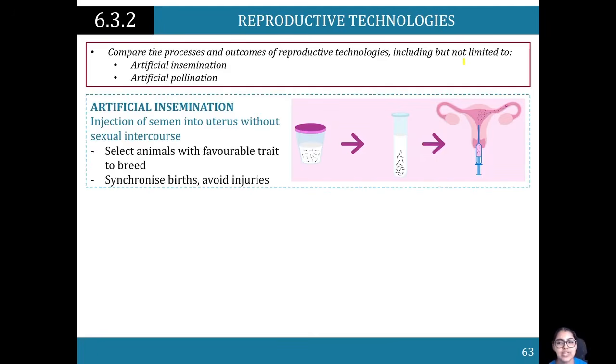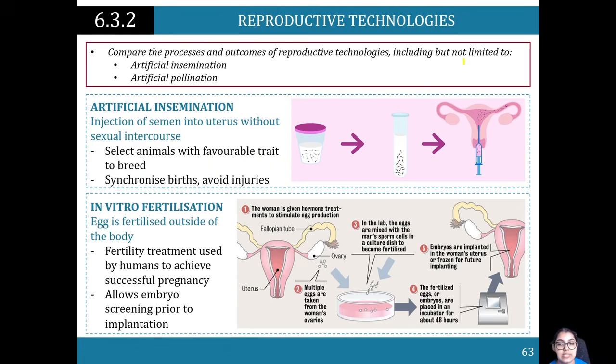So artificial insemination is the injection of semen into the uterus without sexual intercourse. So we select animals that have favorable traits, and we take the egg and sperm and fertilize it. We can also synchronize birth cycles across however many organisms are being produced, and it can also lead to reduced injuries.